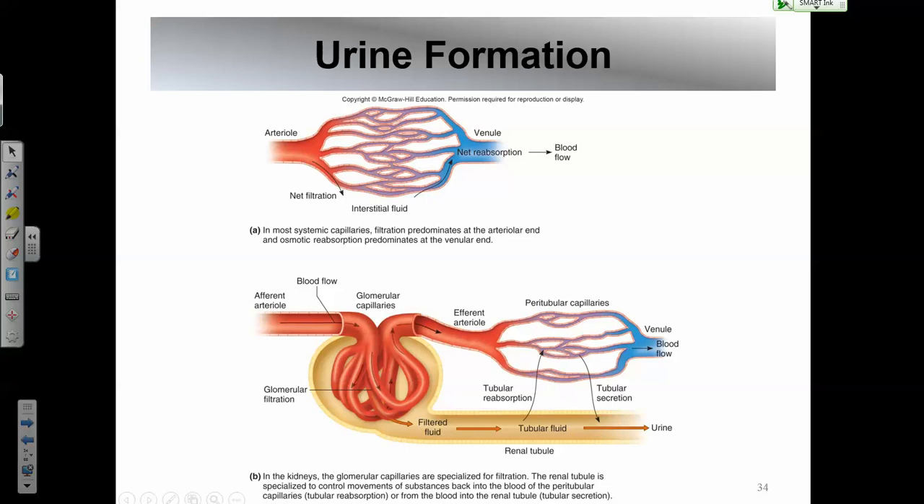On the top picture, you can see regular capillaries in the systemic circuit where you have an arteriole at one end and a venule at the other, and gas exchange along with other exchange occurred there. But at the kidney, you've got two types of capillary beds. You've got the glomerular capillary bed, and then you've got the peritubular bed. So watch this. Here are the three steps of urine formation, just listing, not details of them.